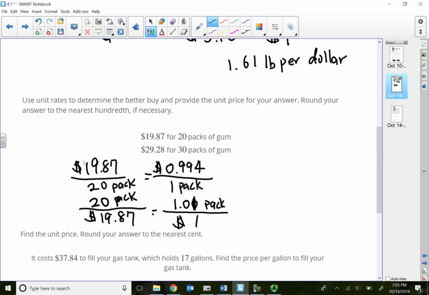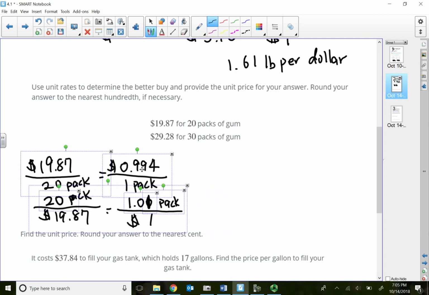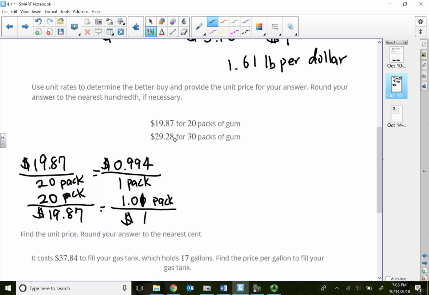So which way do you do? Well, it all depends on when you enter this answer on Hawkes Learning, the way they write out their units. Do they want dollar first or do they want pack first? Okay. Now let's do the same thing for the other one.